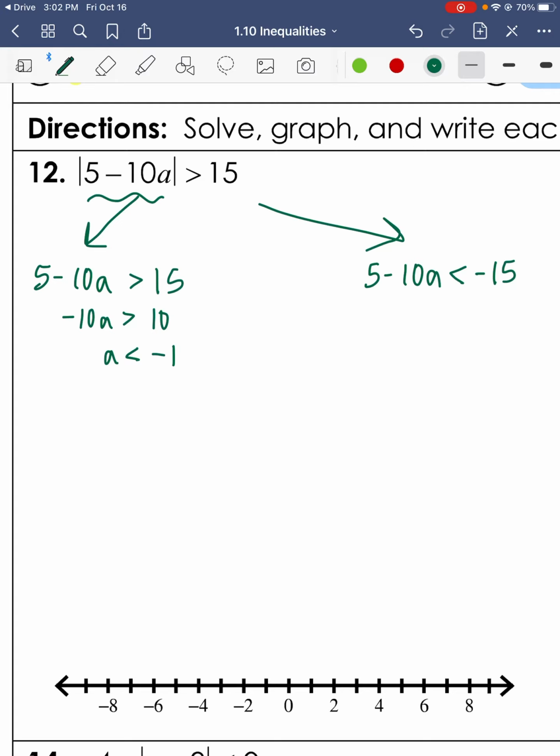Okay, so there's one. So let's graph this one here. Negative 1, we're going to have an open circle. We're going in the negative direction like this.